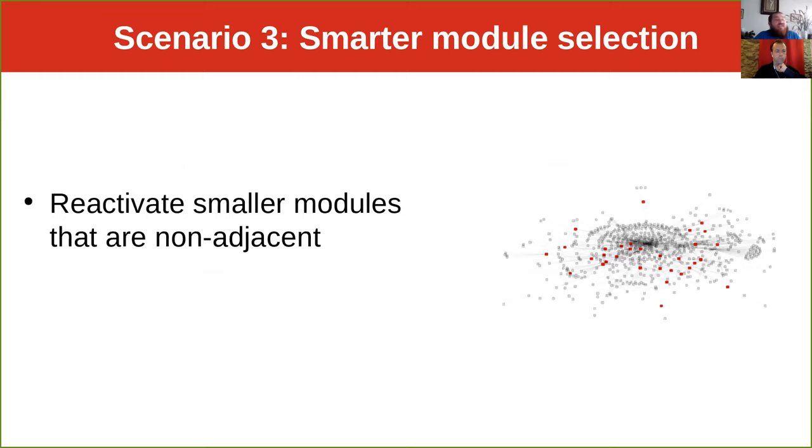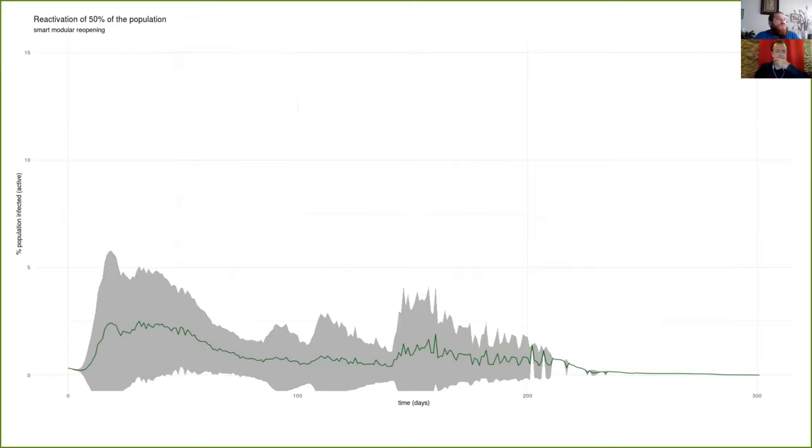But if we decided to reopen the modules, instead of going from the larger to the smaller, if we reactivate modules that are topologically distant, we can even have dynamics in which the magnitude of the active cases is even lower than what we had during the lockdown period.